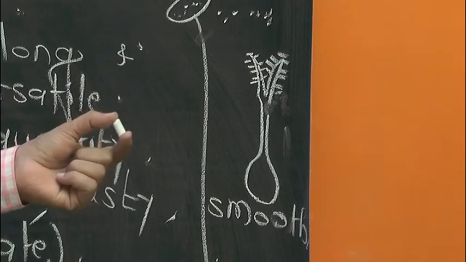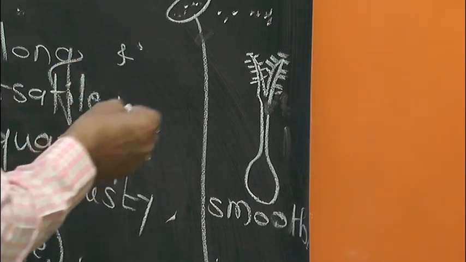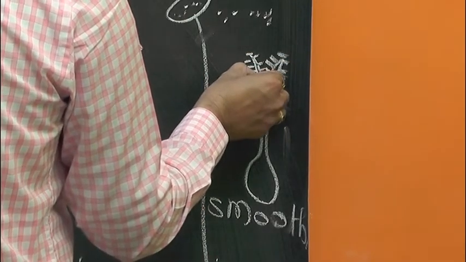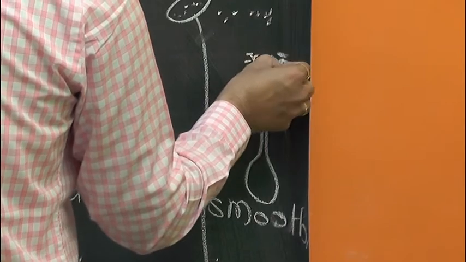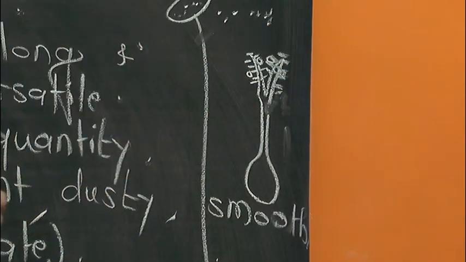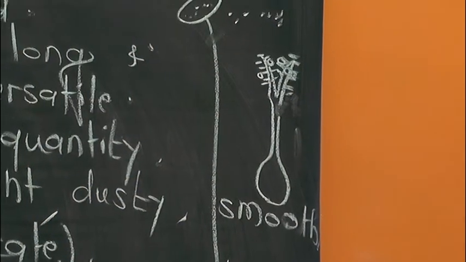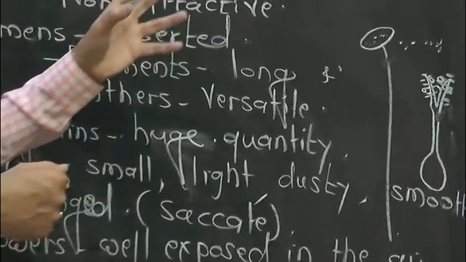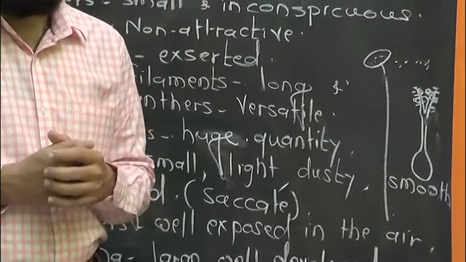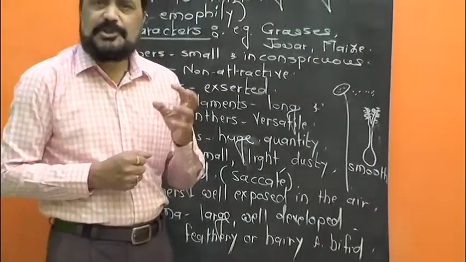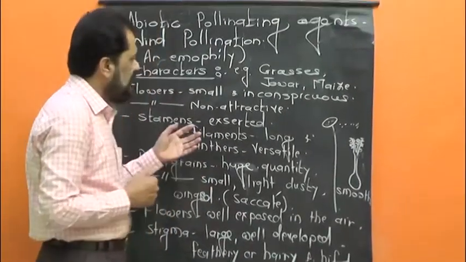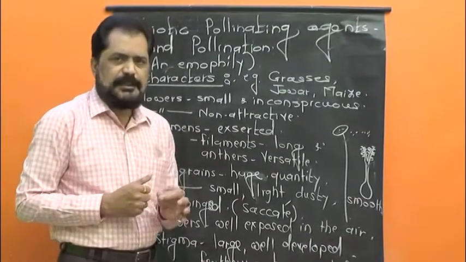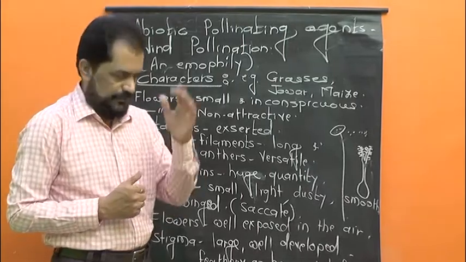Why is it necessary? Airborne pollen grains can be caught easily here by the stigma, and pollination is achieved. So these are some special characters seen in anemophilous flowers. Here we have discussed the special adaptations seen in anemophilous flowers. Let us take a fast and brief revision.